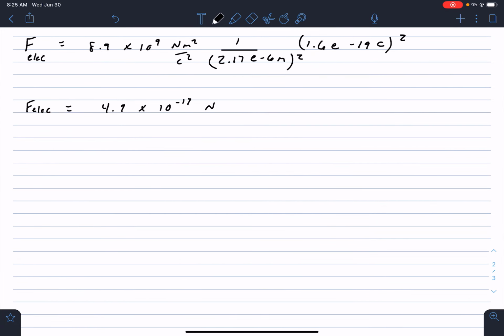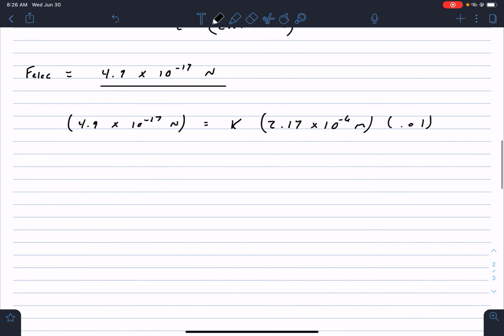Now let's calculate the Hooke's law force. So what do we have? We know what our total force is. It's this value here, we just calculated it. So let's enter that. 4.9 times 10 to the negative 17 newtons is equal to kx, which is x, the distance that I mentioned earlier. So that's going to be 2.7 times 10 to the negative 6 meters times 0.01. That's 1% of the distance, because that's what is compressed, right?